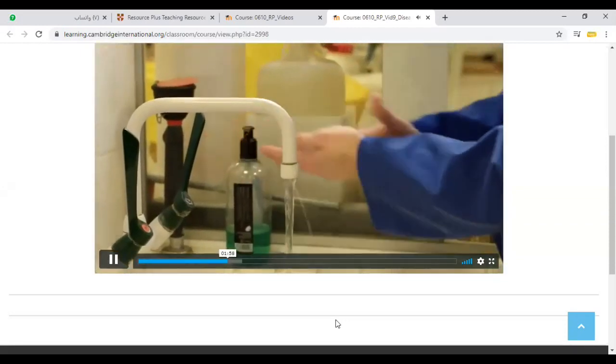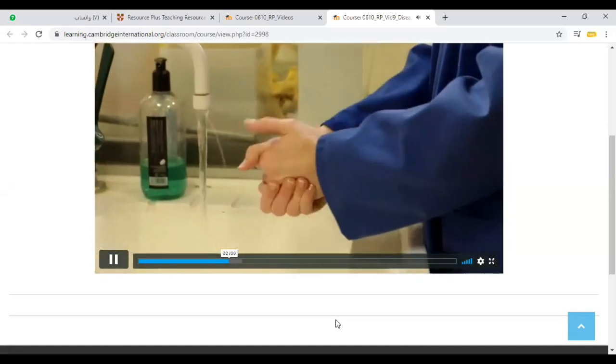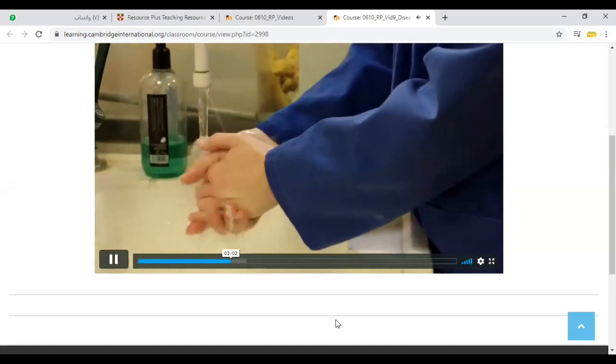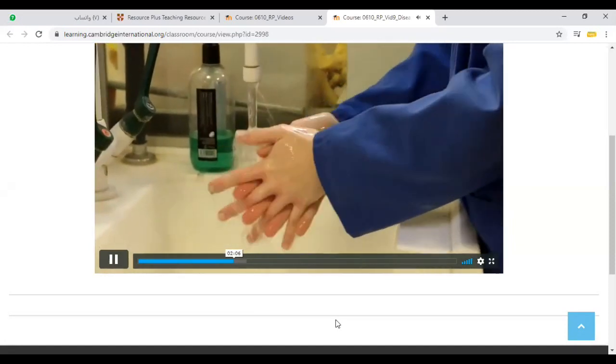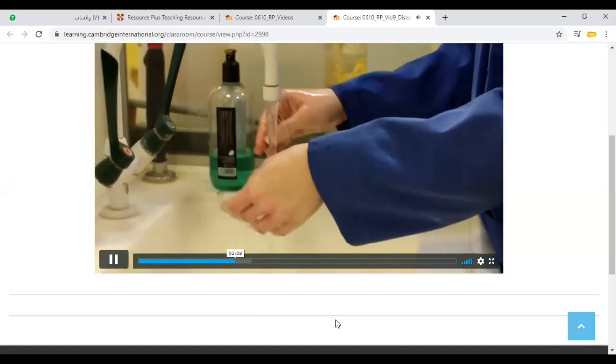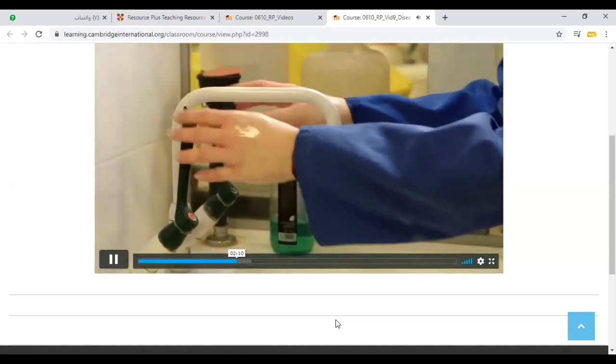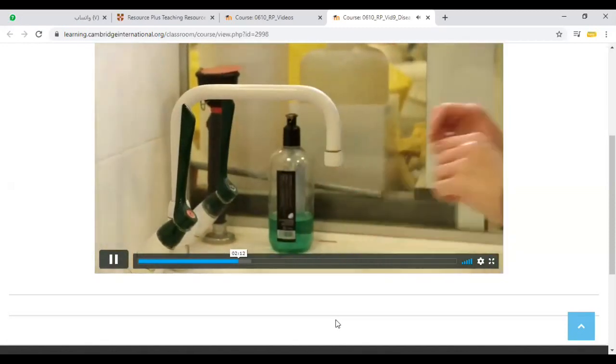Hands are now washed thoroughly using hand wash. So observe how she cleans her hands, right? So in this day there is corona, no?